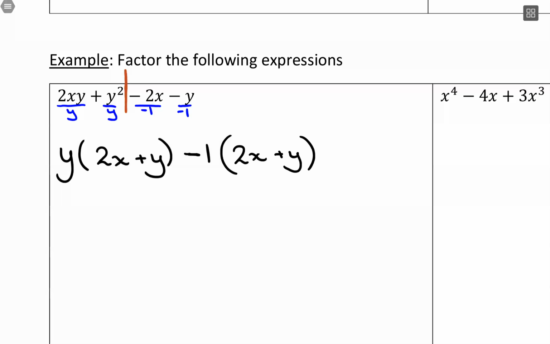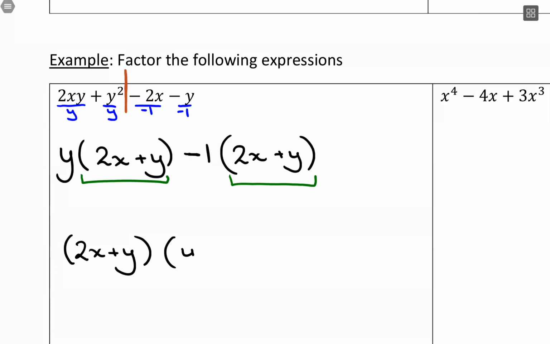So now in this form, I can see my common factor of that 2x plus y, 2x plus y. So I'm going to factor out 2x plus y. And when we divide out 2x plus y from each of these terms, we'll have a y left over and a negative 1 left over. And that'll be our factored form.